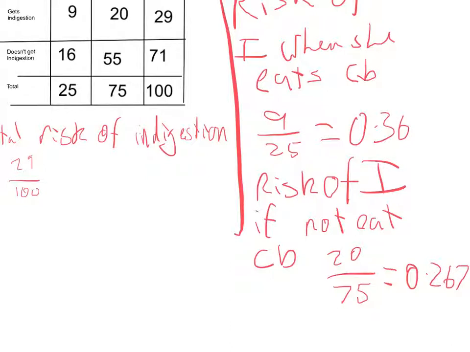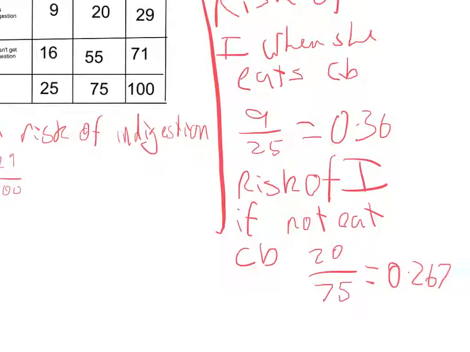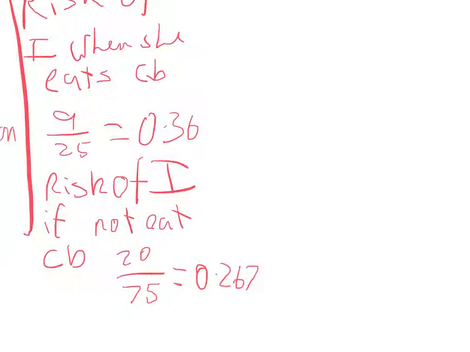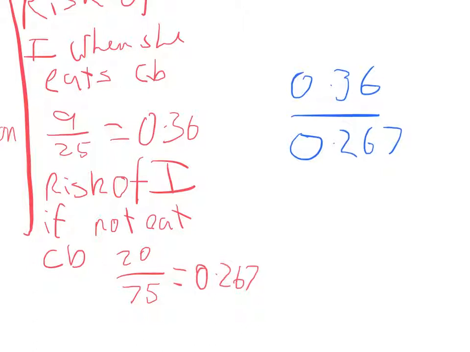All right, so what we look at now is whether the risk of getting indigestion increased if she eats a cheeseburger. For that we find the relative risk. The relative risk just means we take the risk of it happening with the cheeseburger divided by the risk of it happening without the cheeseburger. So here we're going to get 0.36 divided by 0.267, and that comes out to roughly 1.359.